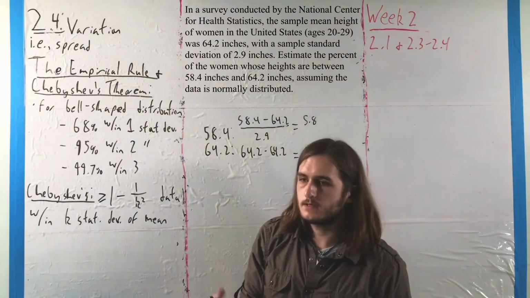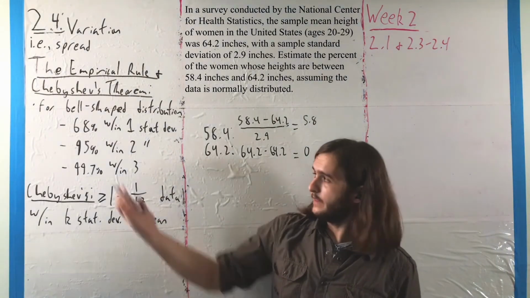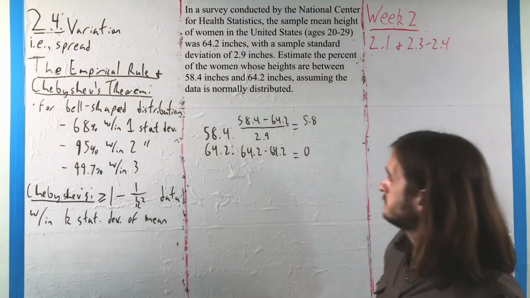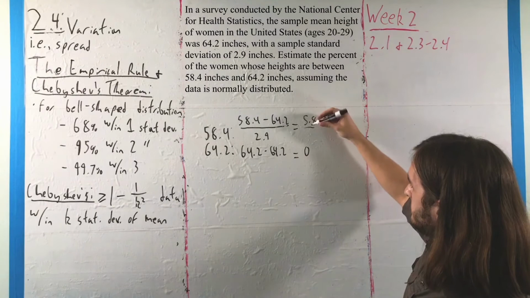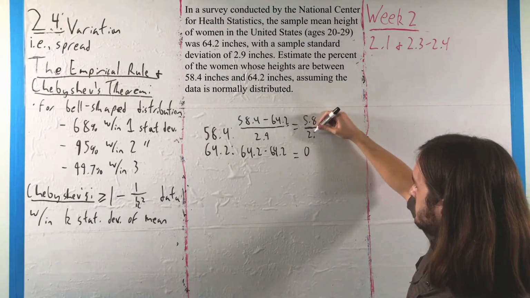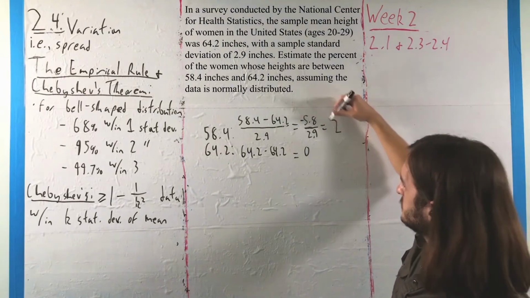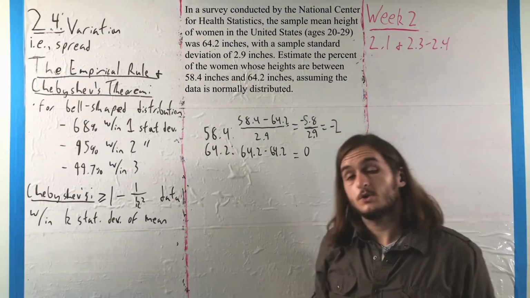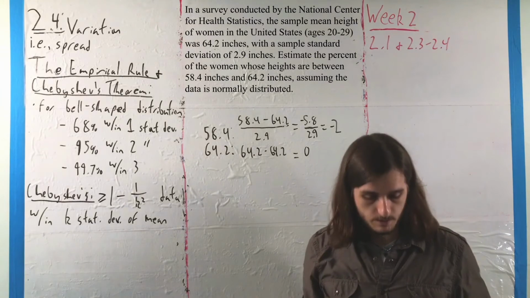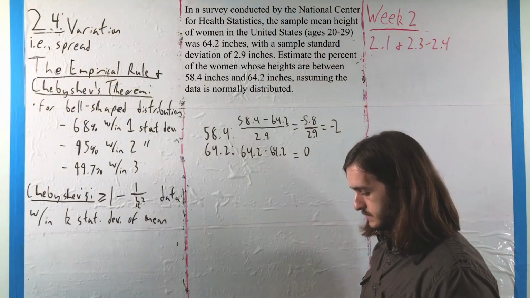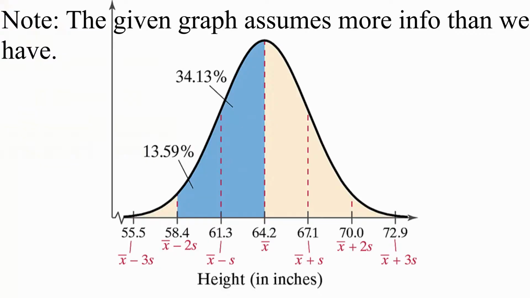we want to find this using the empirical rule. That means we want to use a number of standard deviations away. Well, 5.8 divided by 2.9 now tells us that this value is 2 standard deviations below the mean. So thinking in terms of a picture, we're looking at the piece off to the left, 2 standard deviations of the mean.